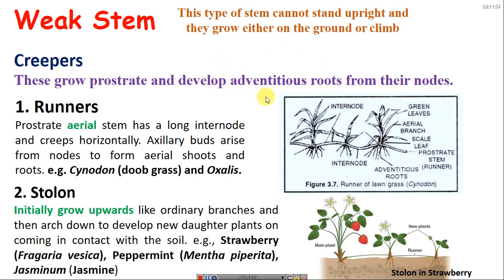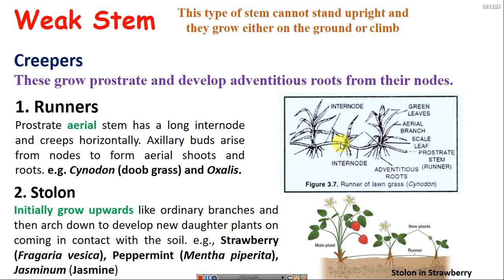Now there are different types of creepers also. So the first type is runners. Okay, this kind of weak stem we see in grasses and oxalis also. So this prostrate aerial stem has long internodes. See, between two nodes there is a long internode, and it keeps creeping horizontally, and the axillary buds arise from these nodes. Okay, these axillary buds give rise to aerial shoots as well as roots.